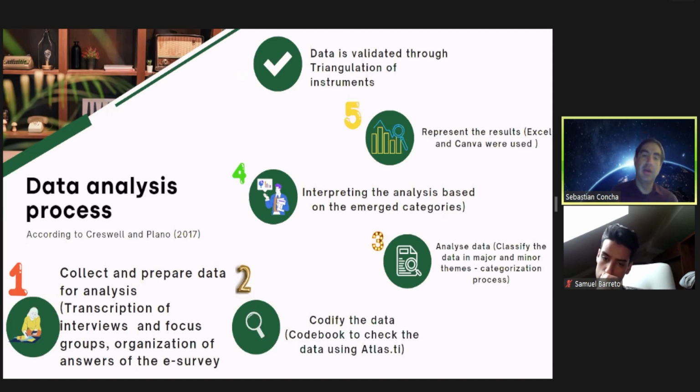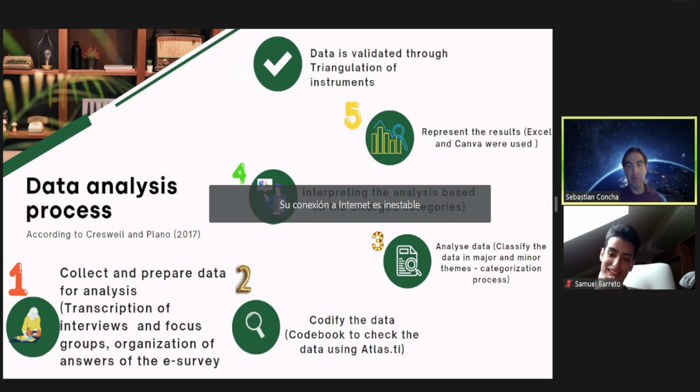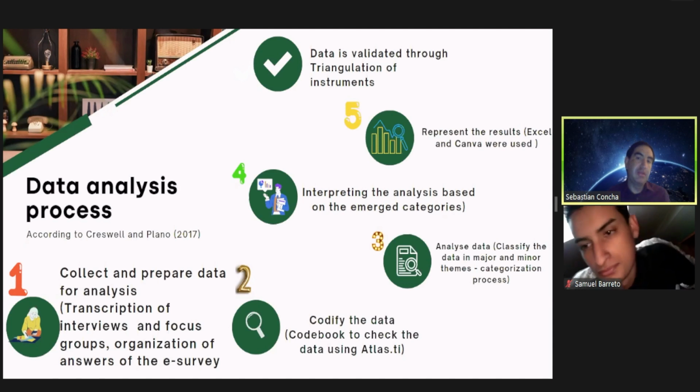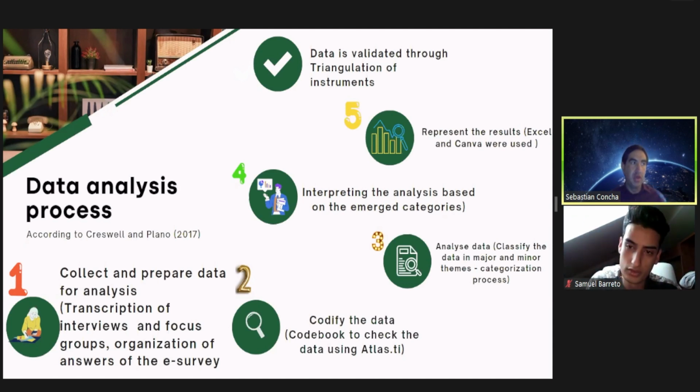Later on, we had to carry out the analysis process. First of all, we had to codify the data using the codebook to check all the data using the Atlas.ti program. Then after that, we created the categories of analysis from major to minor themes. Then we had to interpret, taking into account our background knowledge and what we have researched about the problem with other articles and experts. And then we represented the results that we are going to explain later in this presentation.